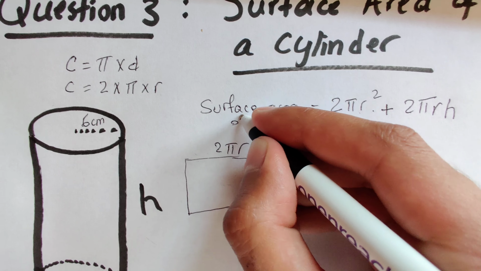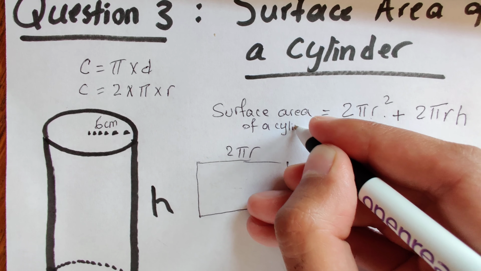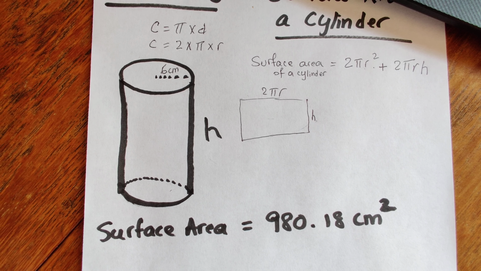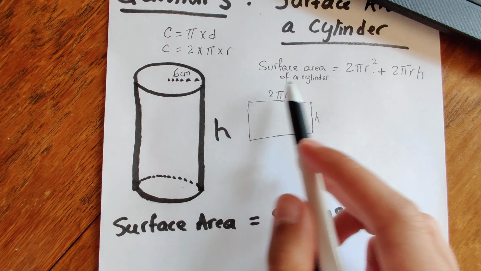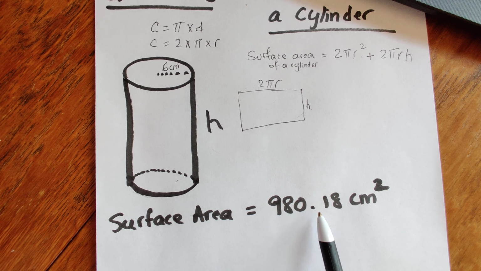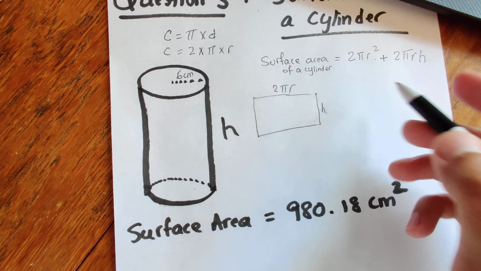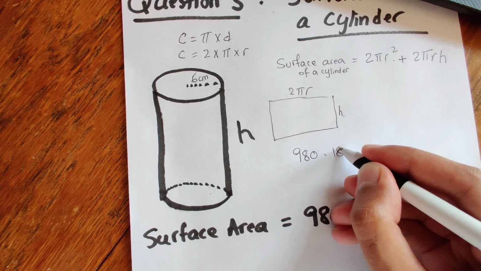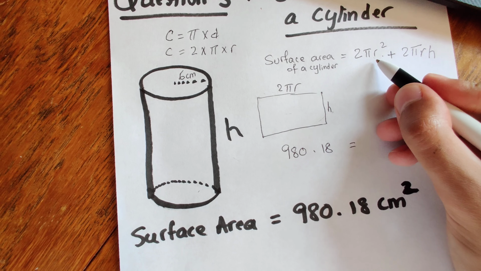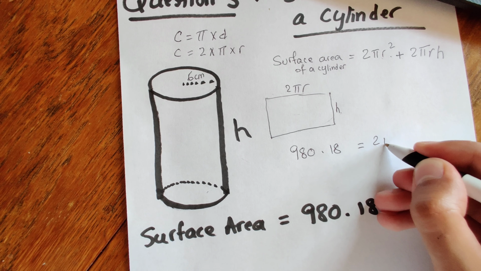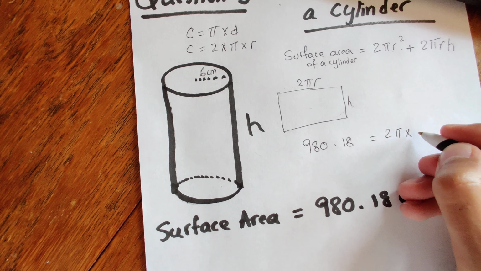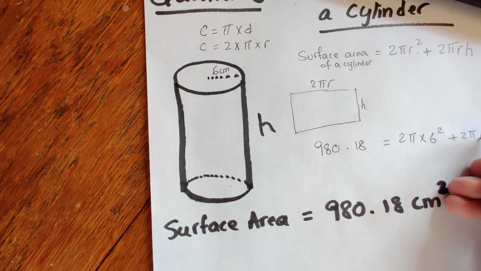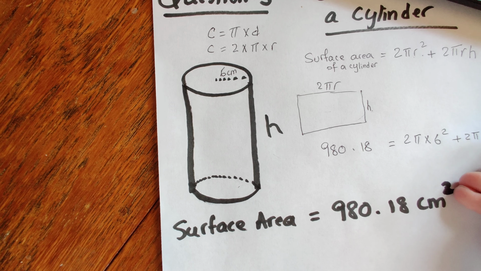Surface area of a cylinder is that there. Okay, so now we're going to use the information that we've got already. So the surface area is this here, so we're going to write that down here. The surface area of the cylinder is 980.18, and that's equal to 2 pi r squared plus 2 pi r h. So we know that 2 pi times, we know the radius is 6, so 6 squared, plus 2 pi times 6 times the height.